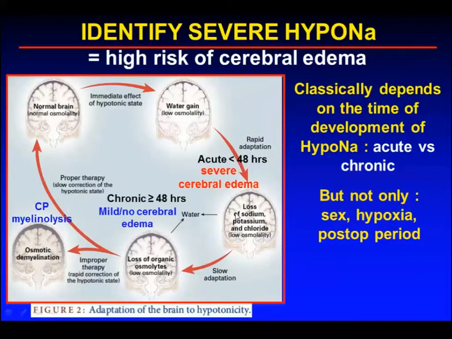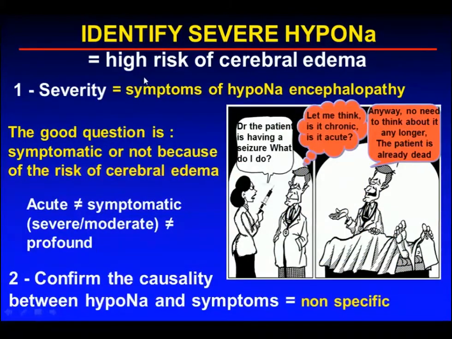So you understand why classically we distinguish acute and chronic situations, because of the non-equivalent risk of cerebral edema. However, the time of development of hyponatremia is not the sole major parameter, because there is also sex, hypoxia, and the postoperative period. So finally, we decided to not only consider the time of development of hyponatremia from a practical point of view, but to base on the severity, which is related to symptoms.